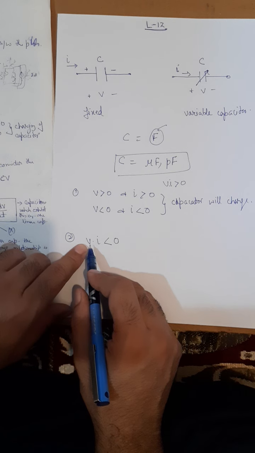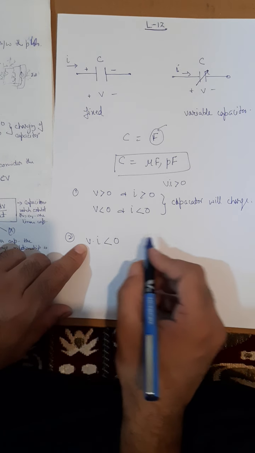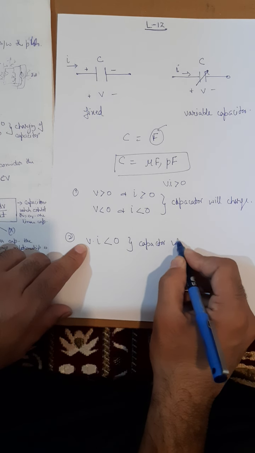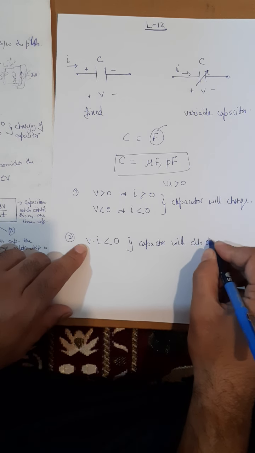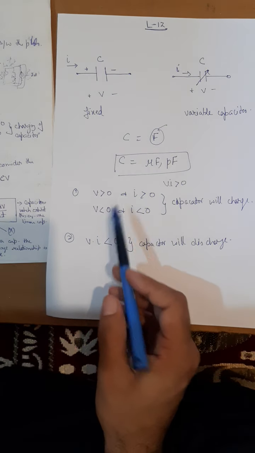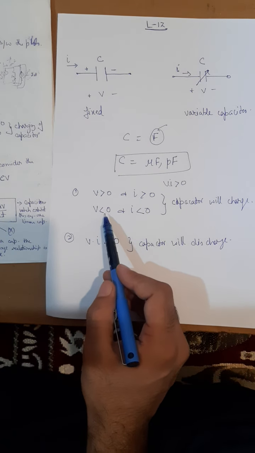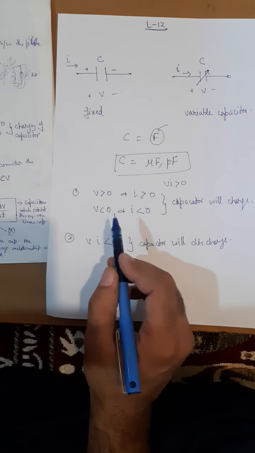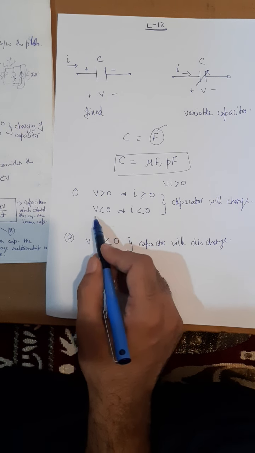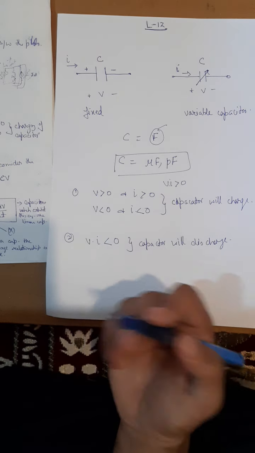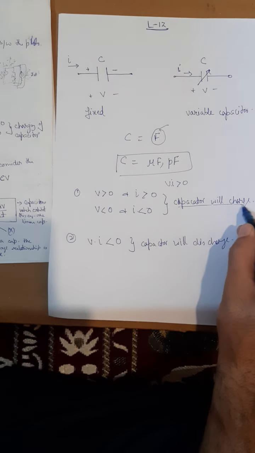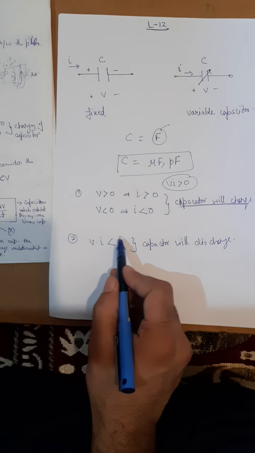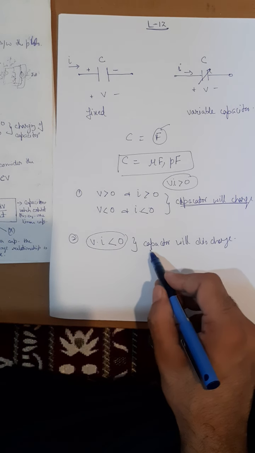However, if the product of V and I is less than 0, means negative, then I will say capacitor is discharging. Capacitor will discharge. So it is very important. You might ask, when voltage is less than 0 and current is less than 0, why is it charging? Because we are concerned with the power, that is V into I. Product of V into I, if they both are negative, their product will be positive. Then it will charge. As long as V dot I is greater than 0, capacitor will charge. The moment V dot I becomes less than or equal to 0, that means capacitor will discharge.